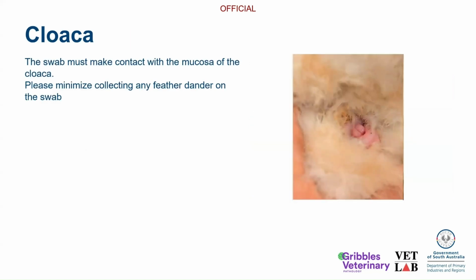And the cloaca, a very minor point, just focusing on contact with the cloaca where we've actually got influenza A particles, and please minimize any dander collection on the swab itself when you take it. But essentially, taking from the cloaca and then directly inoculating into the virus transport media.